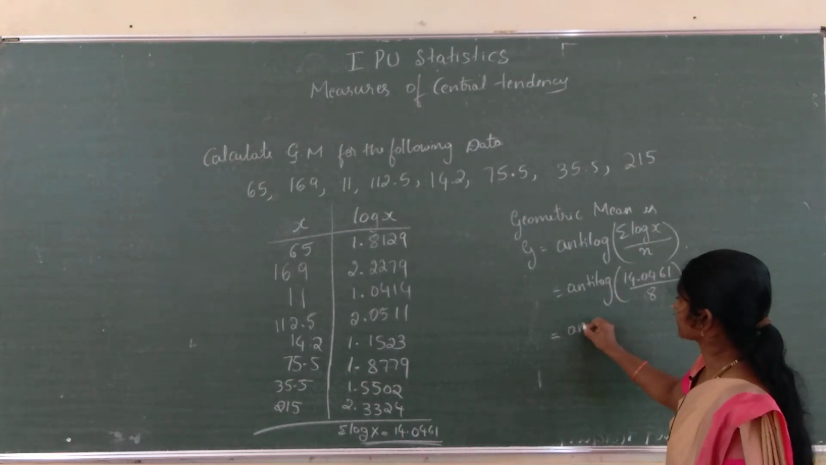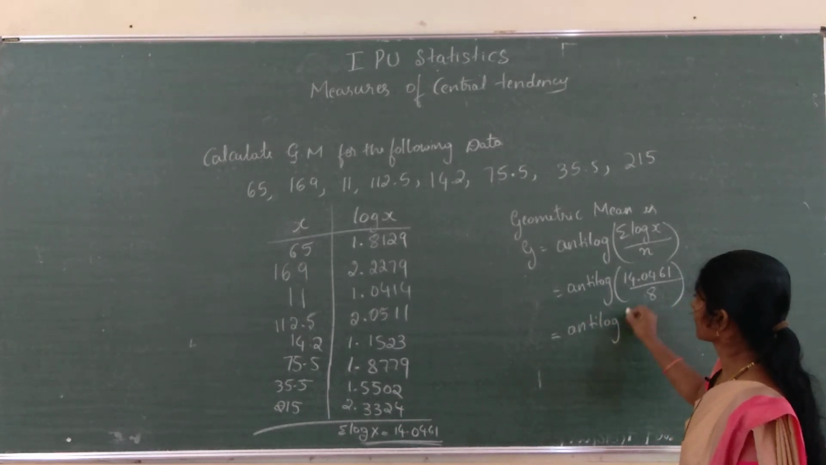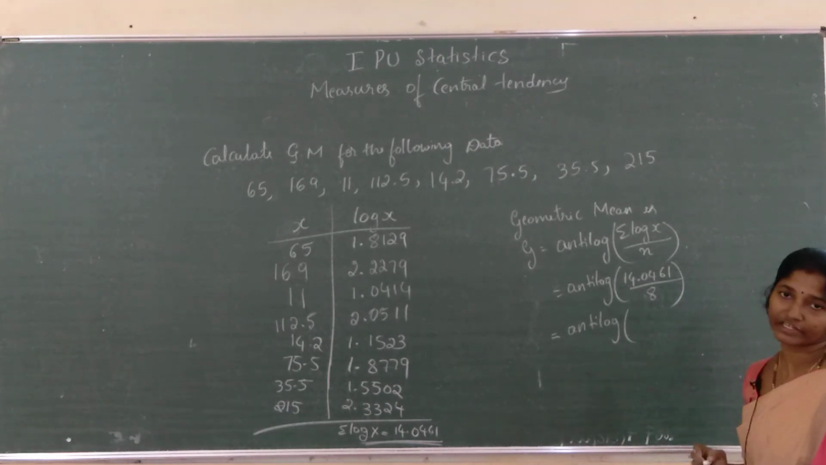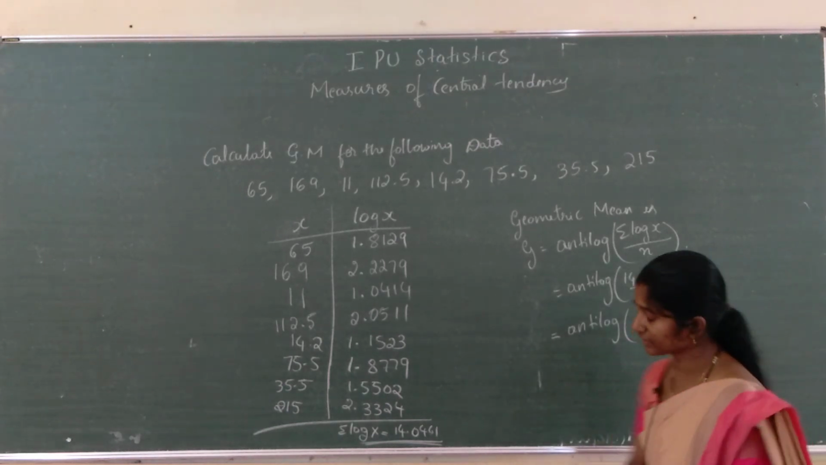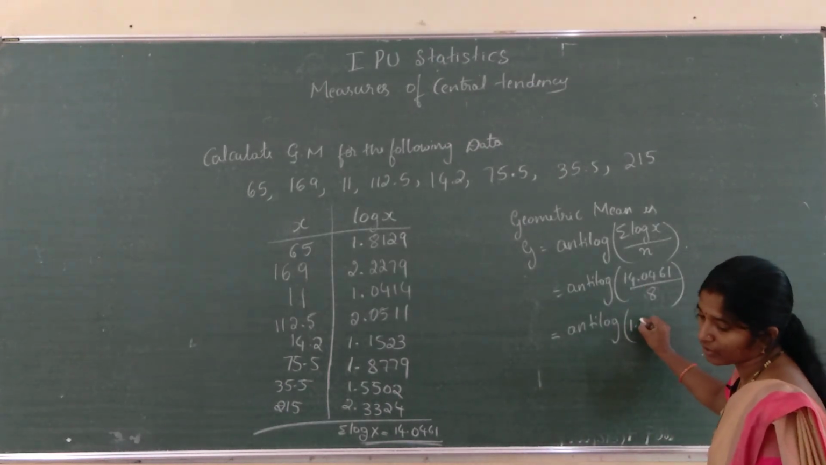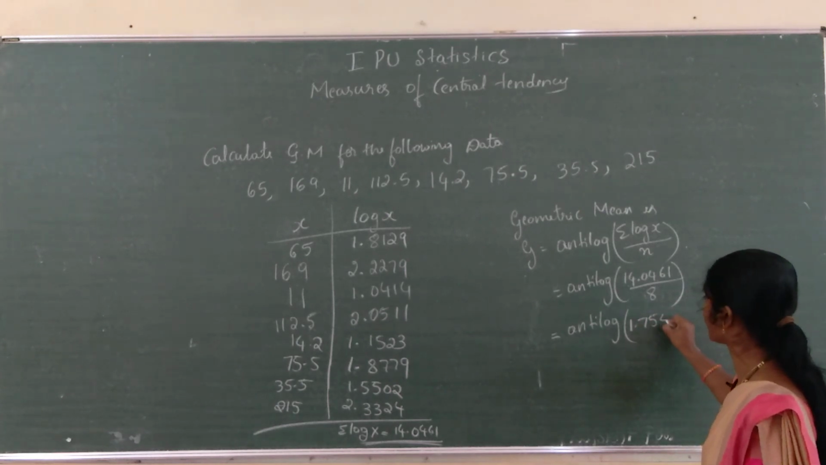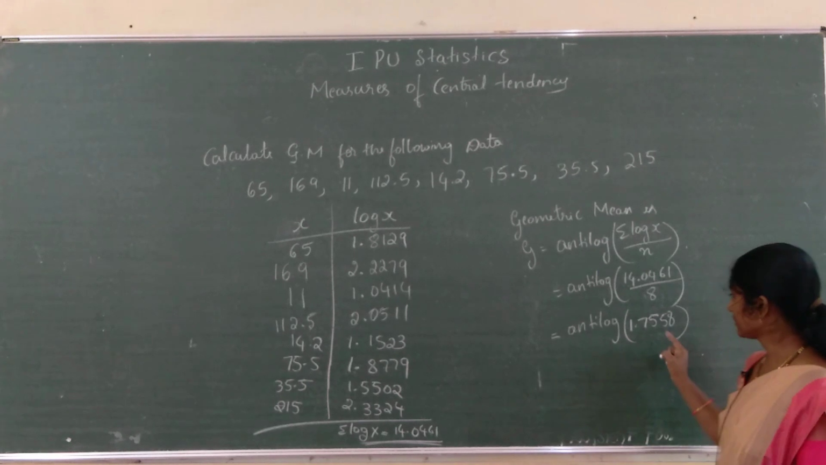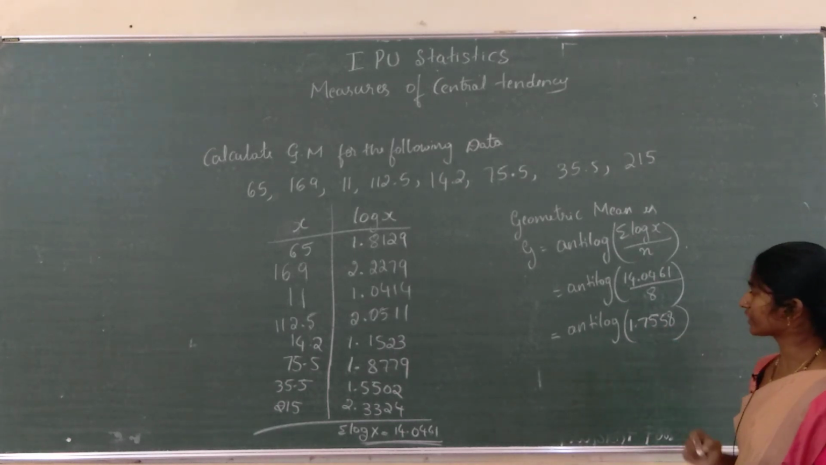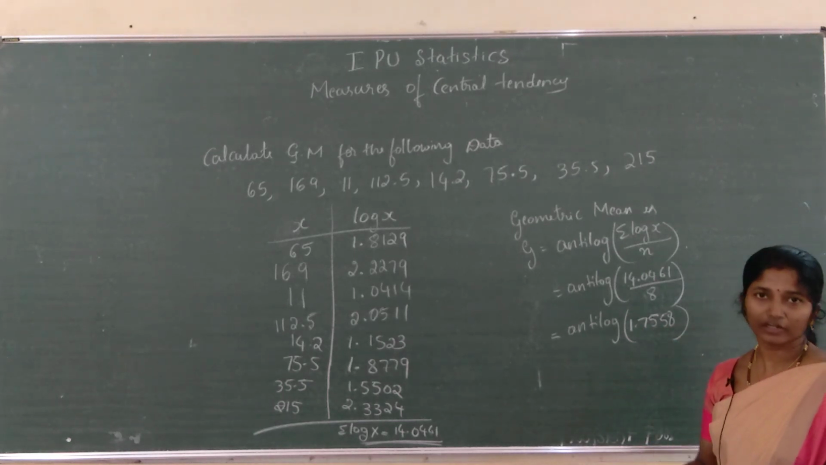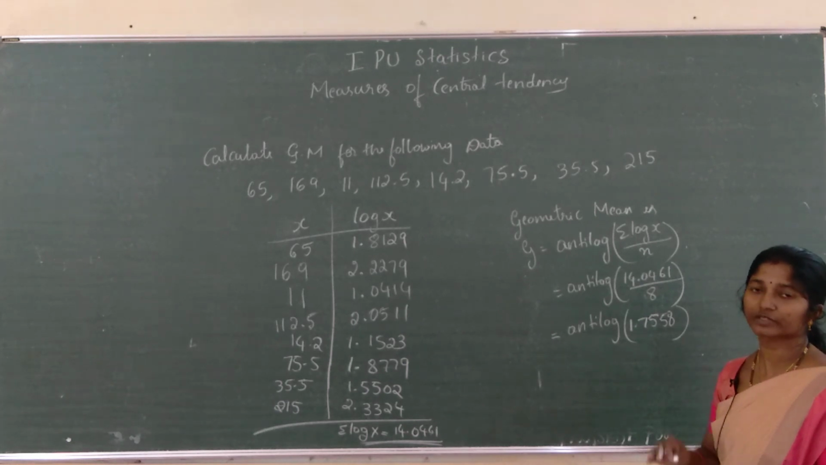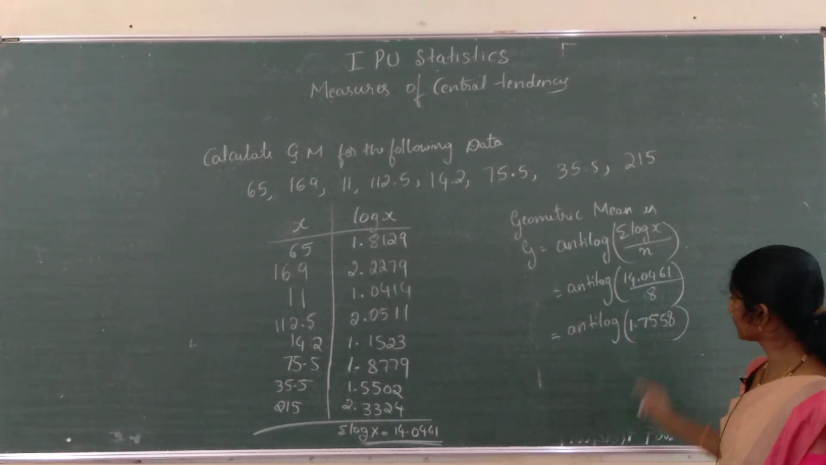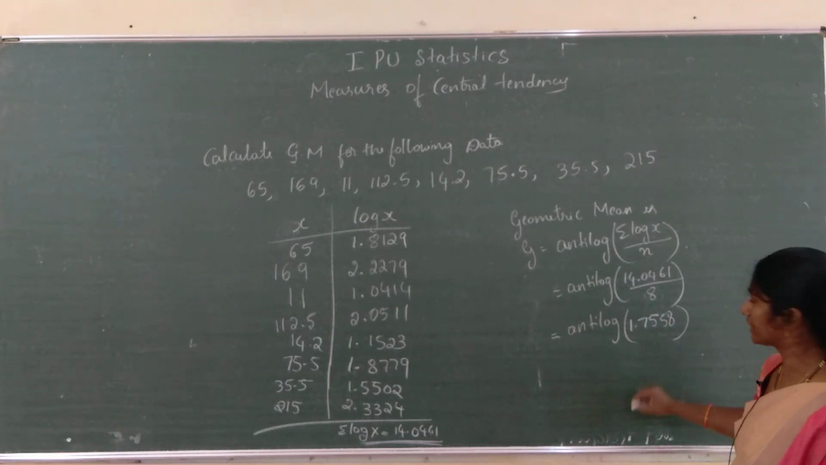Now, the anti-log. Use the calculator: 14.0461 divided by 8. The answer is 1.7558. If you round off, you only need 7558 as your answer. Now open your anti-log table, which comes after the logarithm table. There, see the heading anti-log. Another thing to note is that there is a point there.